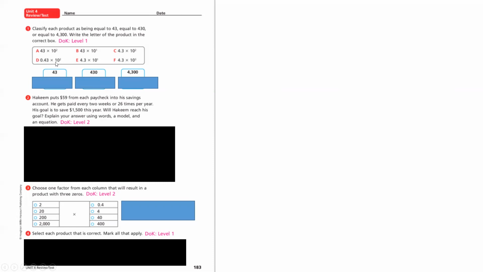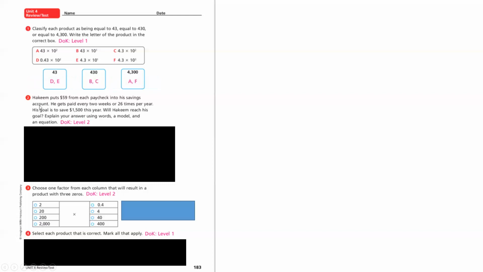0.43 times 10 to the second power. Decimal is going to move over twice, once, twice. So 43 hundredths times 10 times 10, this is 43 hundredths times 100. You're going to get 43. 4.3 times 10 to the first power. Decimal moves over one time. Turns out to be 43. And then 4.3 times 10 to the third power. There's one number to jump over to turn into 43, but then you'll still have two more tens to multiply. So it ends up being 4300. So here's your answers.